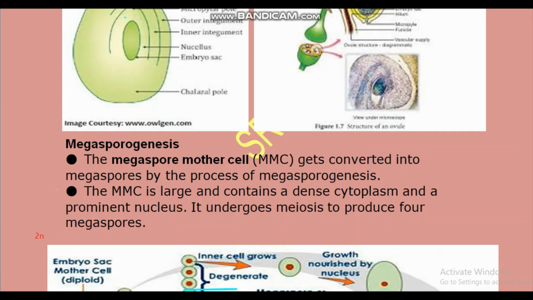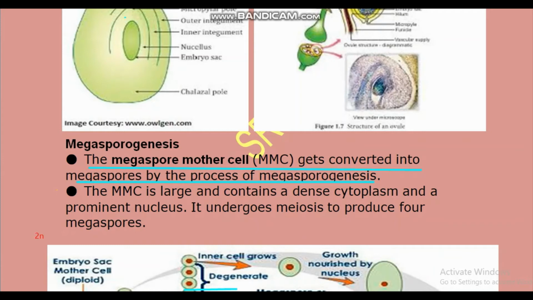Okay. Now the clear-cut definition of megasporogenesis is written here: the megaspore mother cell gets converted into megaspores by the process of megasporogenesis. That means megasporogenesis is nothing but the conversion of the MMC, the megaspore mother cell, into megaspores. The MMC is large and contains a dense cytoplasm and a prominent nucleus. It undergoes meiosis to produce 4 megaspores.